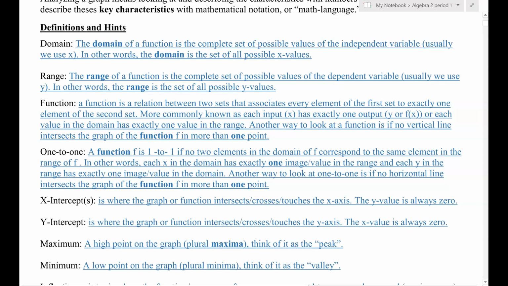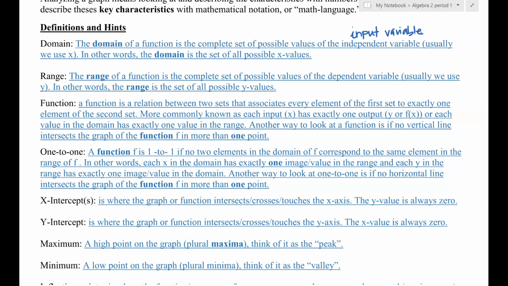Domain and range, which are the first two. I'm pretty sure you have heard these from Algebra 1 already. So the domain of a function is the complete set of possible values of the independent variable. Usually we use x for our independent. Sometimes we even use the word input variable, okay, or just input for short. So independent, input, x, usually they mean about the same thing. In other words, the domain is the set of all possible x values.